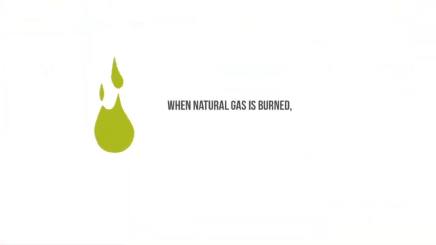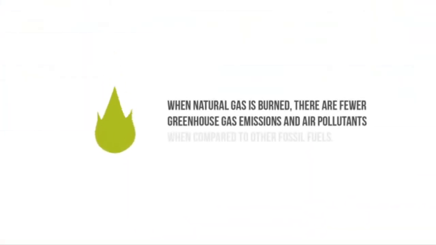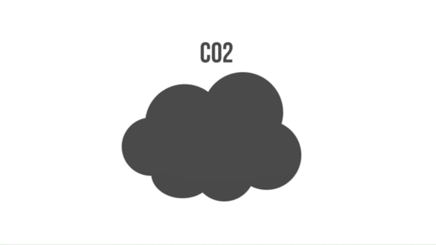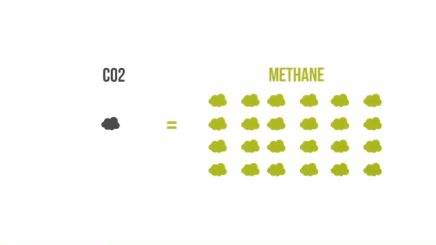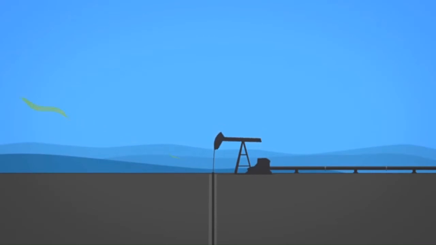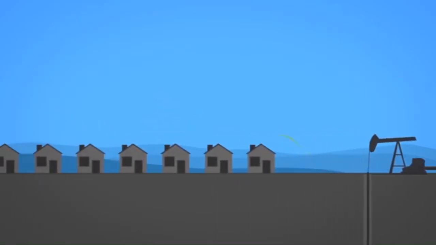When natural gas is burned, there are fewer greenhouse gas emissions and air pollutants when compared to other fossil fuels. In fact, when used to produce electricity, natural gas emits approximately half the carbon emissions of coal. Despite fewer emissions, natural gas is still a source of CO2. In addition, methane is a potent greenhouse gas itself, having nearly 24 times the impact of CO2. During the extraction and transportation process, natural gas can escape into the atmosphere and contribute to climate change. Natural gas leaks are also dangerous to nearby communities because it is a colorless, odorless, highly toxic, and highly explosive gas. That's natural gas.